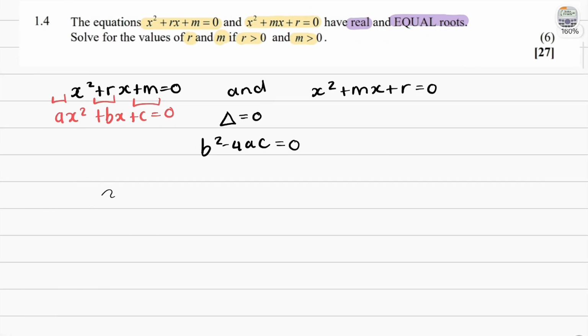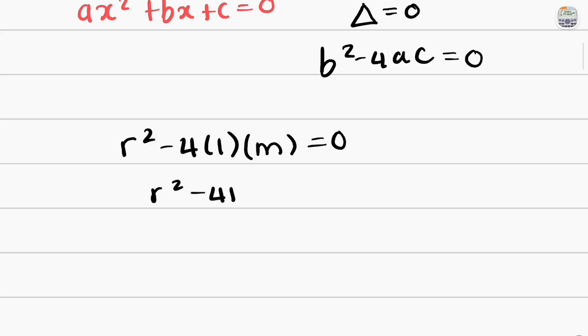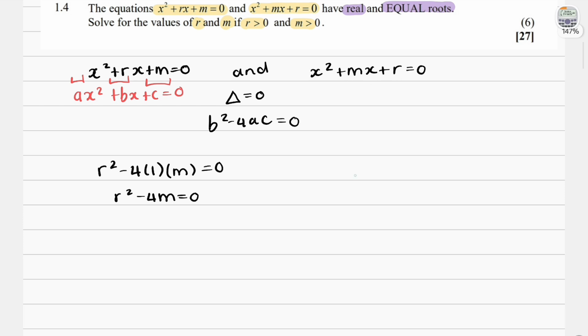So the value of a is 1, the value of b is r, and the value of c is m. So let's find this. So we're saying b squared, which is r squared minus 4 times 1 times c, which is m, is equal to 0. And of course, if you simplify this, it's just r squared minus 4m is equal to 0. I'll hold on to this equation just to see what this one looks like.